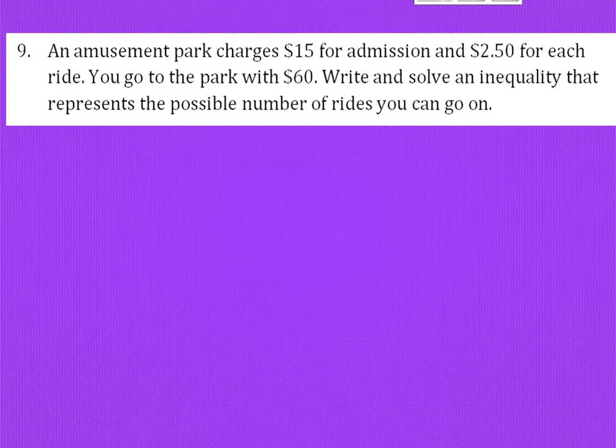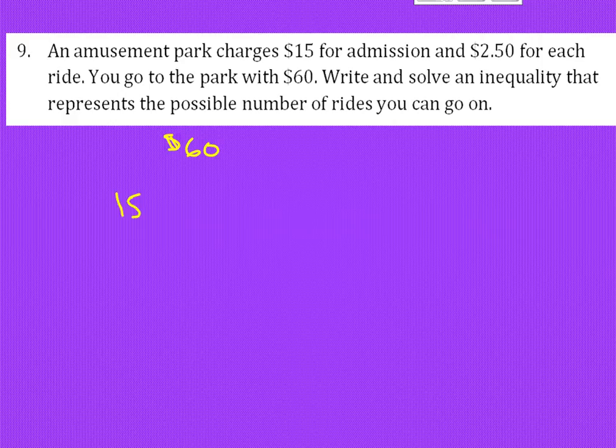So an amusement park charges $50 for admission and $250 for each ride. You go to the park with $60. Write and solve an inequality that represents the possible number of rides you could go on. So if you've got $60 total, that's all the money you got. So it's going to cost you $15 to get in plus $250 for each ride.